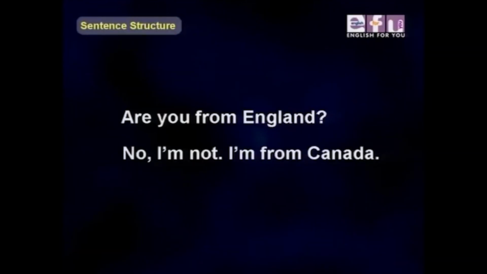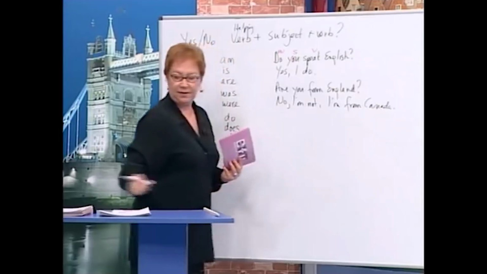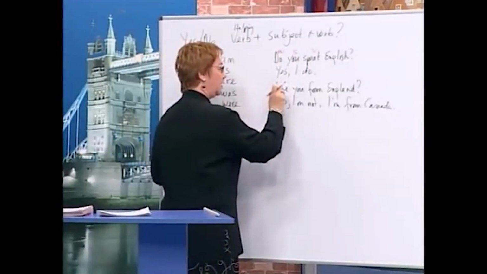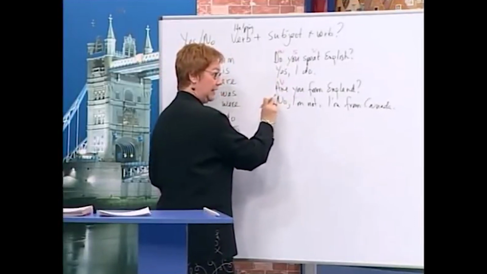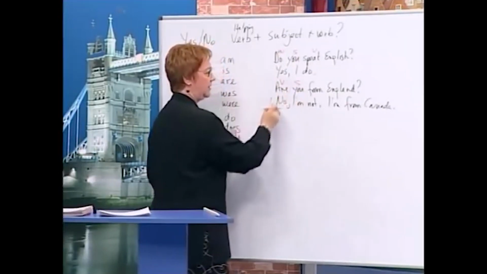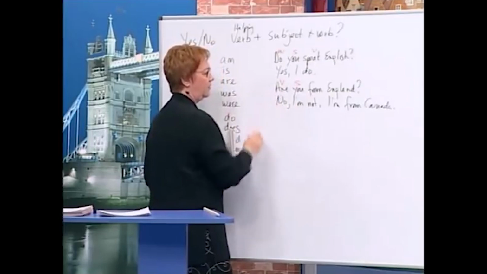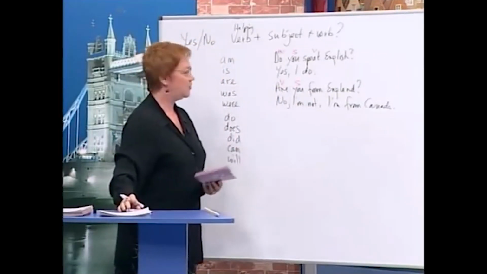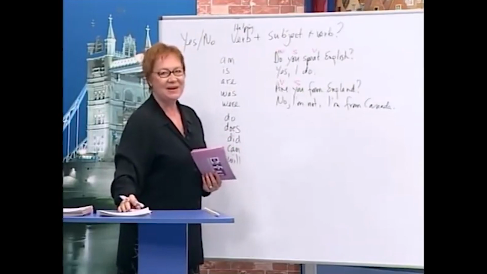Are you from England? No, I'm not. I'm from Canada. So again, we have the verb only and the subject, because this is a be verb only here. Okay? Are you from England? No, I'm not. I'm from Canada.